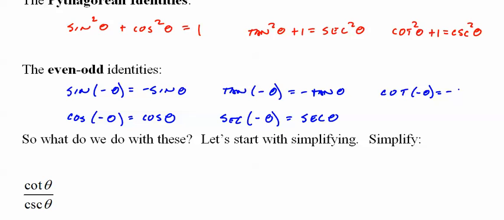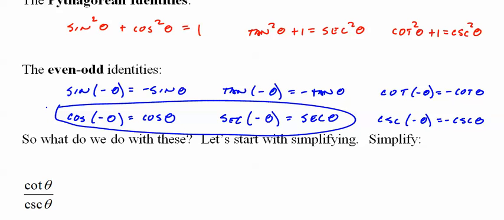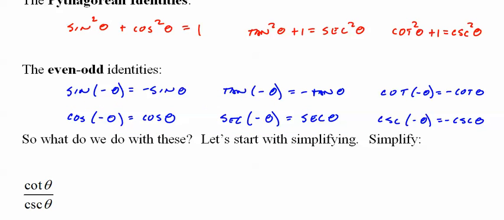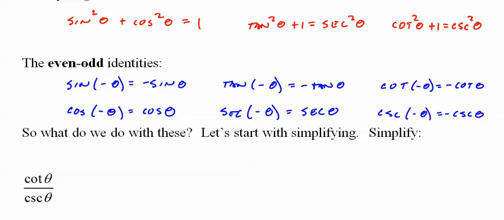And cotangent's an odd function too. And then I think we only have cosecant left. And cosecant, of course, goes with sine, so it's got to be an odd function too. So the only even functions are cosine and secant, where you plug in a negative and you get the positive out, and so on.